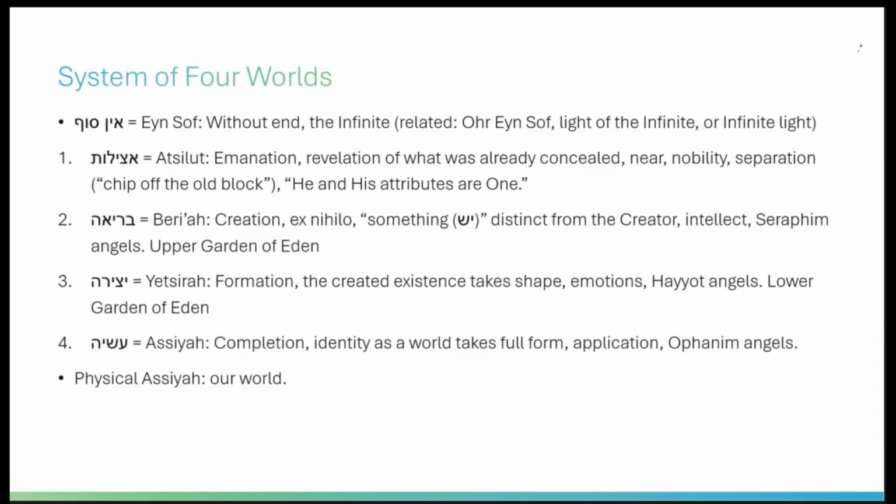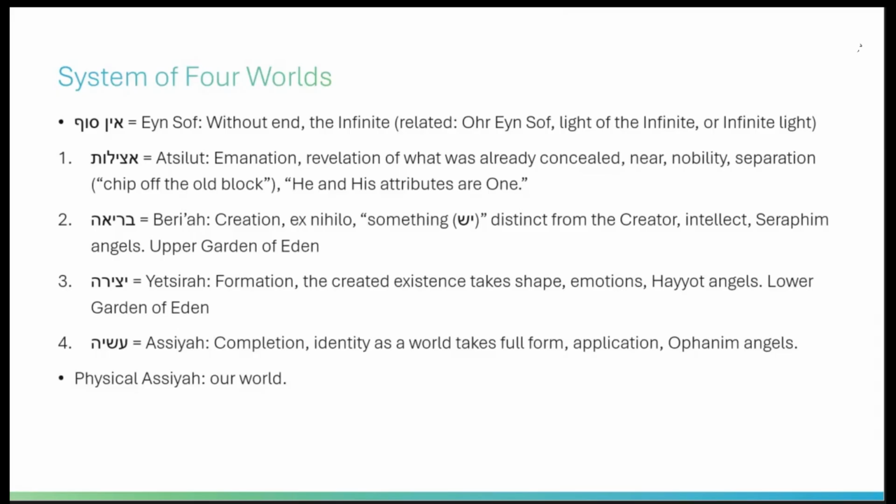Each one of these worlds has 10 Sefirot in it. There are 10 Sefirot of the world of Atzilut, 10 Sefirot of the world of Bria, 10 Sefirot of the world of Yetzirah, and so forth. The pattern, the system of each world, is this system of 10 Sefirot.